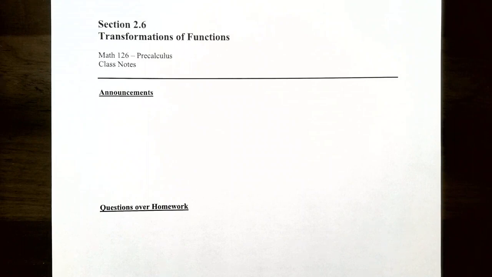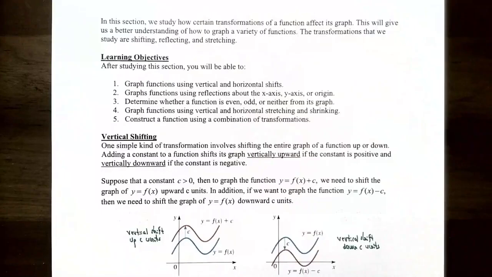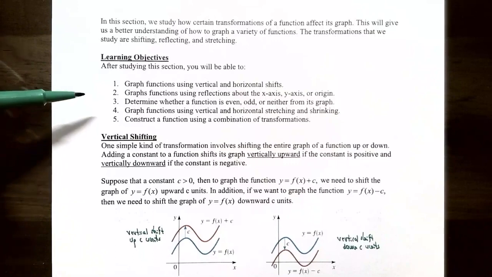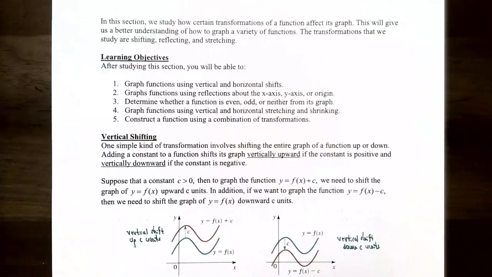In this video we're going to talk about transformations of functions. So in this section we're going to study how certain transformations of a function actually affect its graph. This will give us a better understanding of how to graph a variety of different types of functions, and the transformations that we're going to talk about are shifting, reflecting, and stretching. So in this video we're going to talk about how to graph functions using vertical and horizontal shifts, and also how to graph functions using reflections about the x-axis, y-axis, or origin.